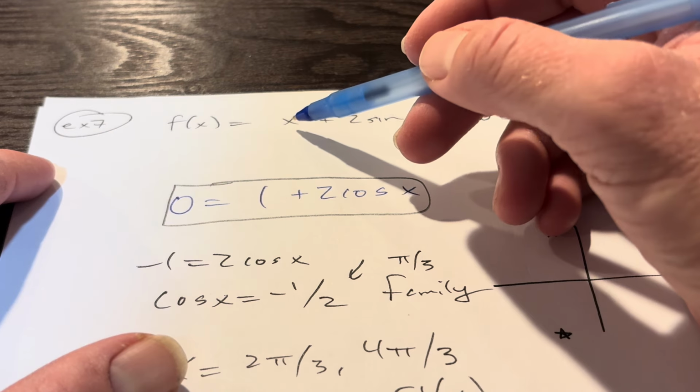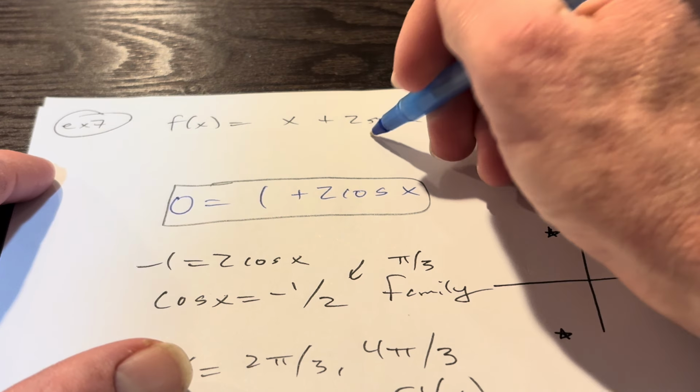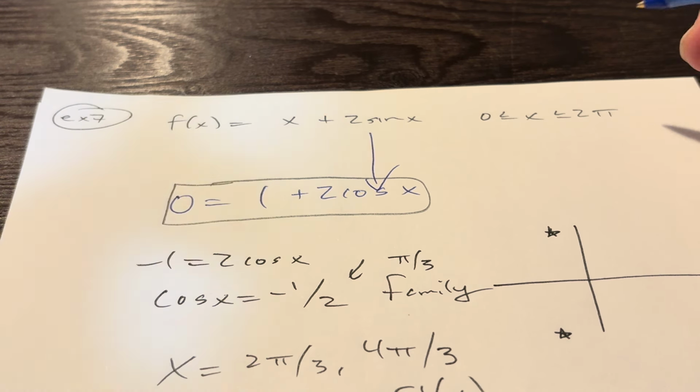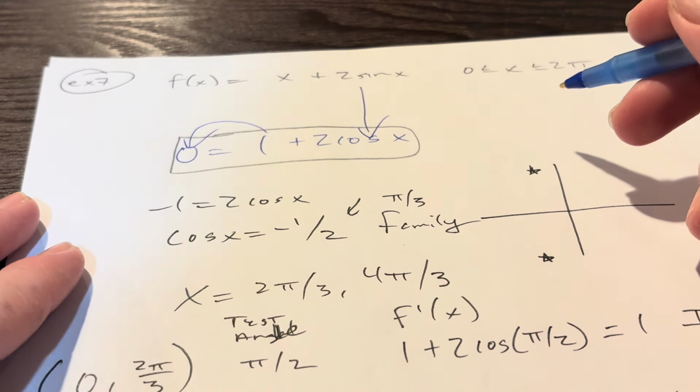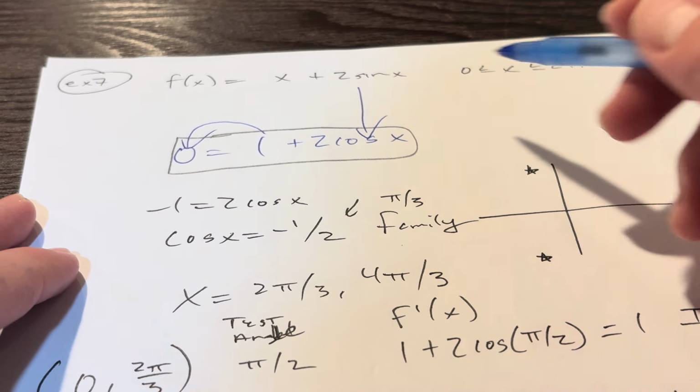All right, so I'm going to get 1 plus 2 cosine x. I'm going to move the 1 over.